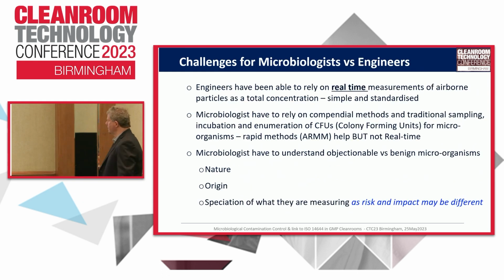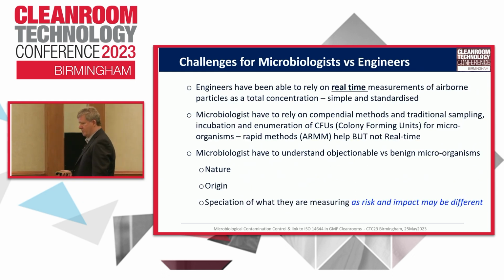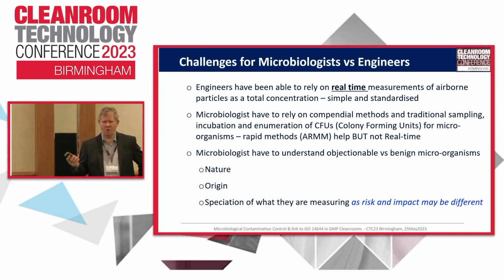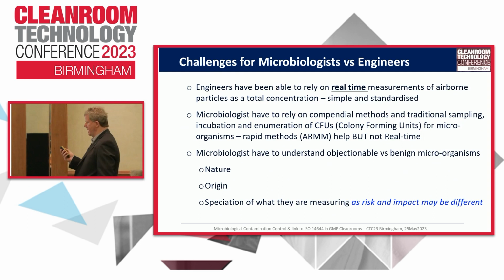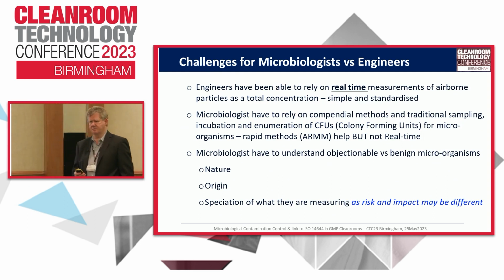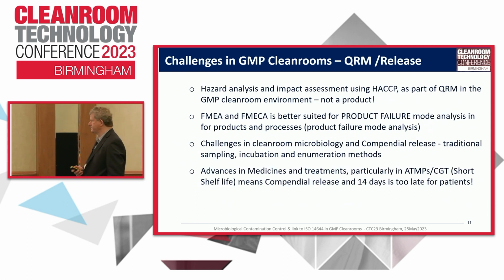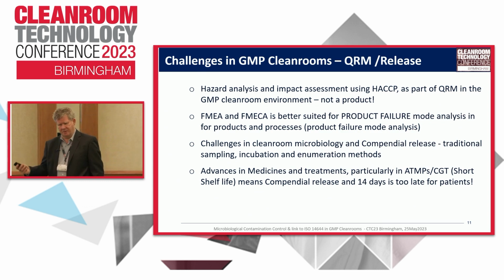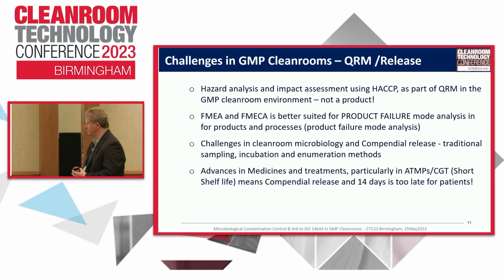So, okay, so engineers, we're lucky because we can do real-time measurements using particle counters, but we can't tell what it is. So we can't do the nature, the origin, and speciation, and we don't know the risk or the impact. Okay? So we're talking about QRM. So that's going back to Annex 1. The first thing Annex 1 talks about is quality risk management, risk and impact assessment, and a contamination control strategy, which is everything that goes together, right?